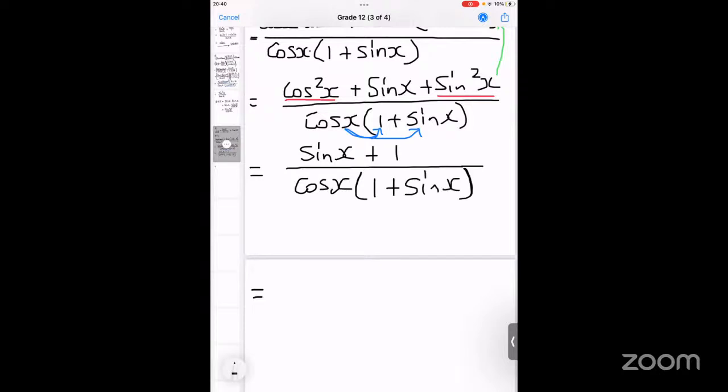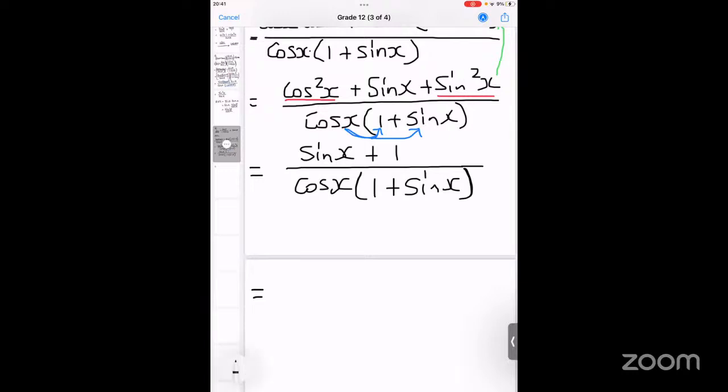Then what would we do? So my approach would be I'd cancel the sine x plus 1 with the 1 plus sine x, and then my final answer would be cos x, negative 1, and then I'd put 1 over cos x as my final answer, sir. But I don't know if that's mathematically correct.